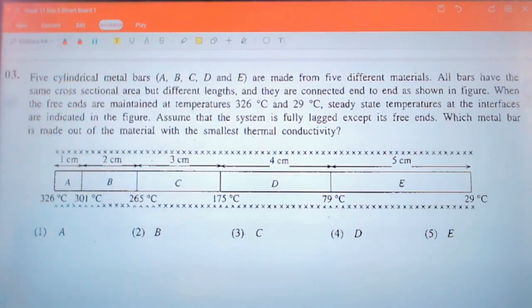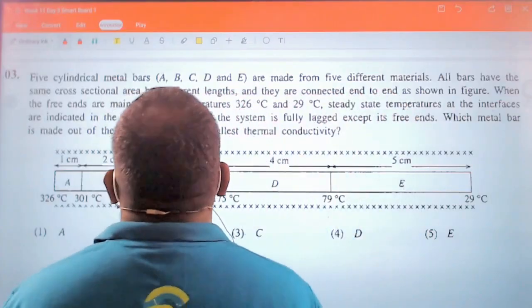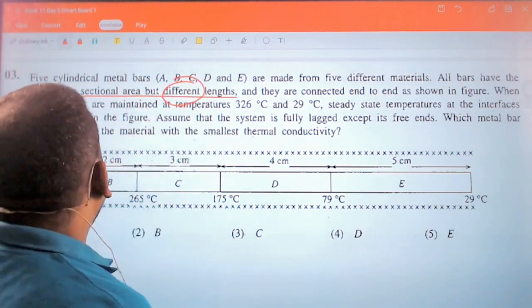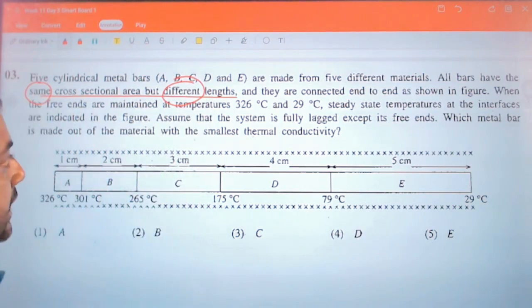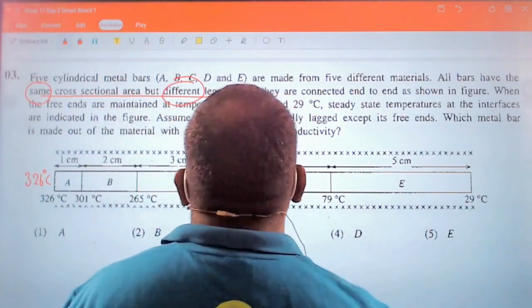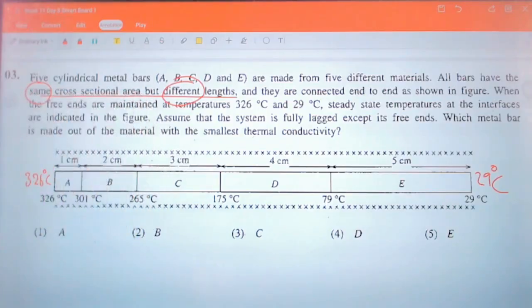Question number 3. Five cylindrical metal bars A, B, C, D, E are made from 5 different materials. All bars have the same cross-sectional area but different lengths. They are connected end to end. The free ends are at 326 Celsius and 29 Celsius. Assume that the system is fully lagged except at the free ends. Which material has the smallest thermal conductivity?